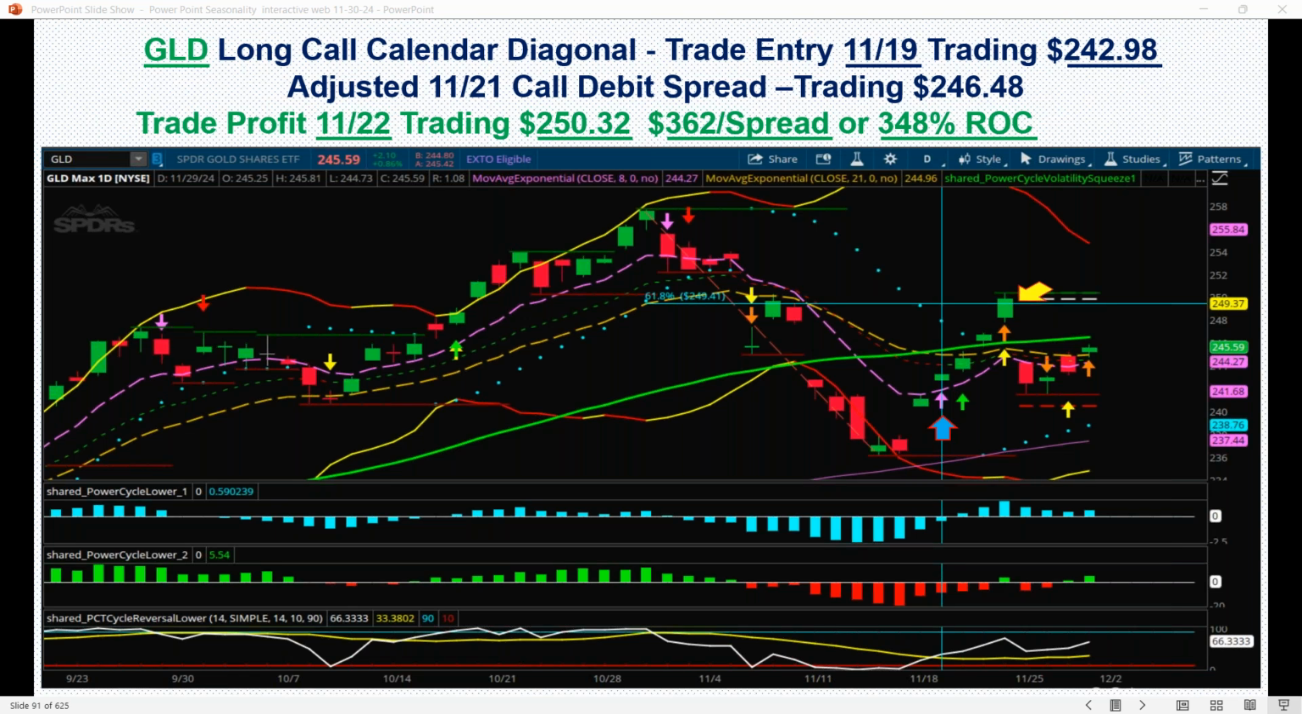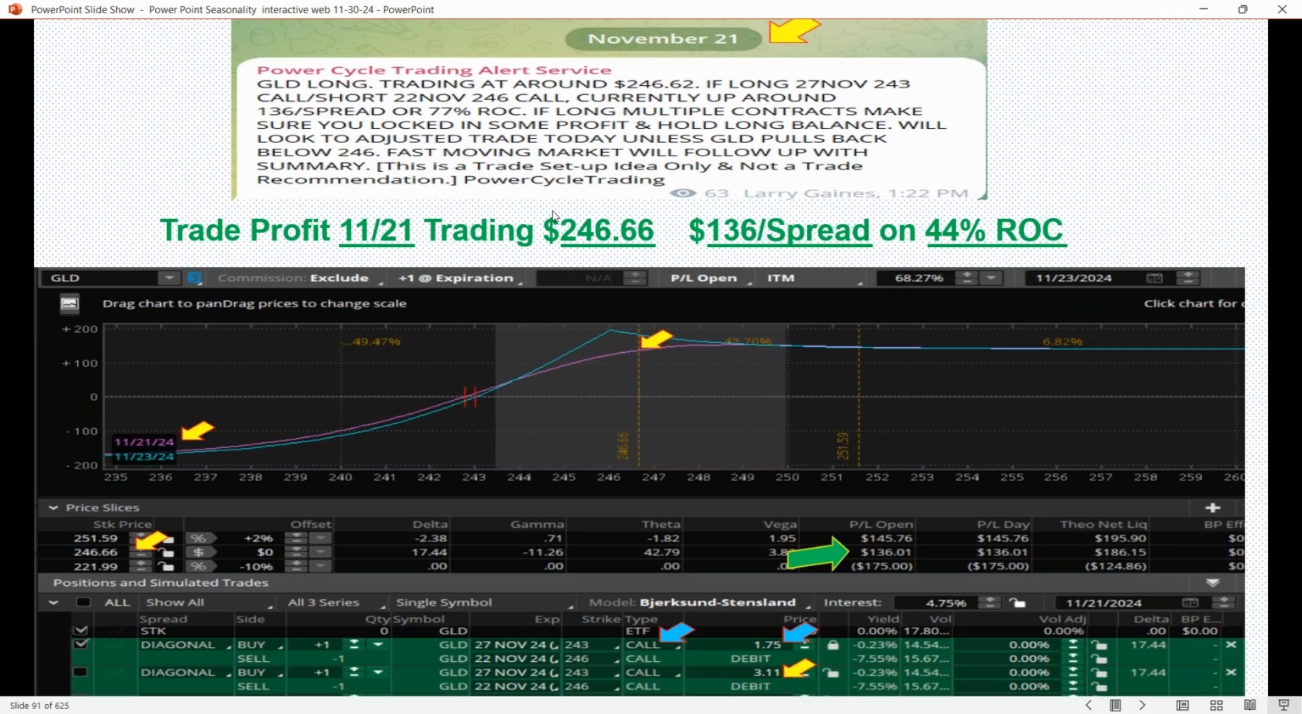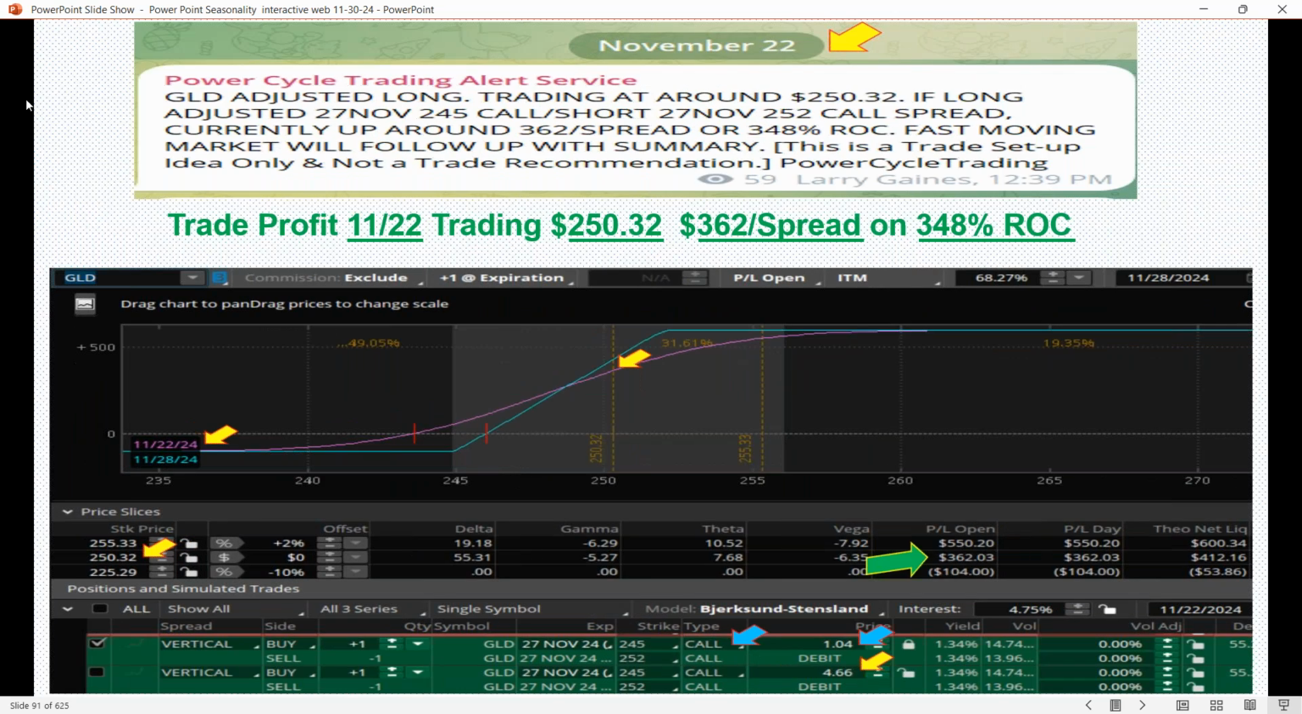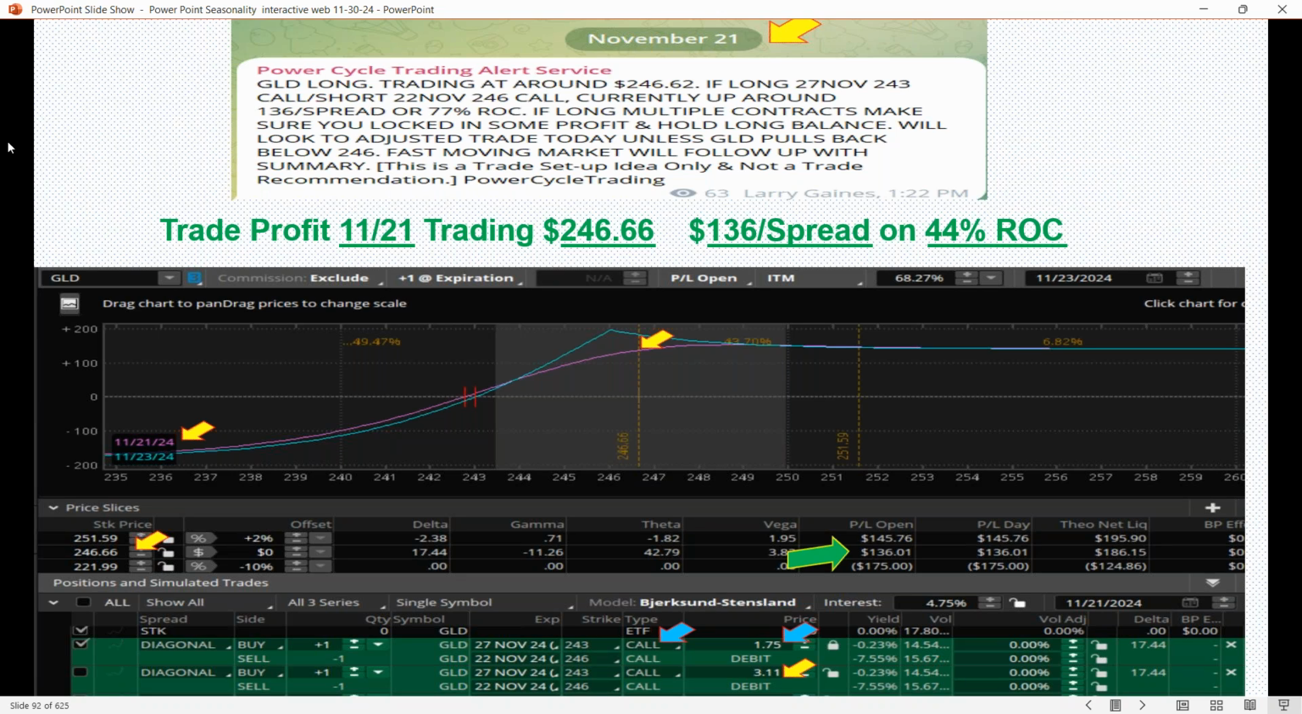Here we go. Gosh, where's my pointer? Got in right there, right here, and then out right there at the Fibonacci level. So here's the trade profile from that. And here's when we first got into it, you can see we were right here.